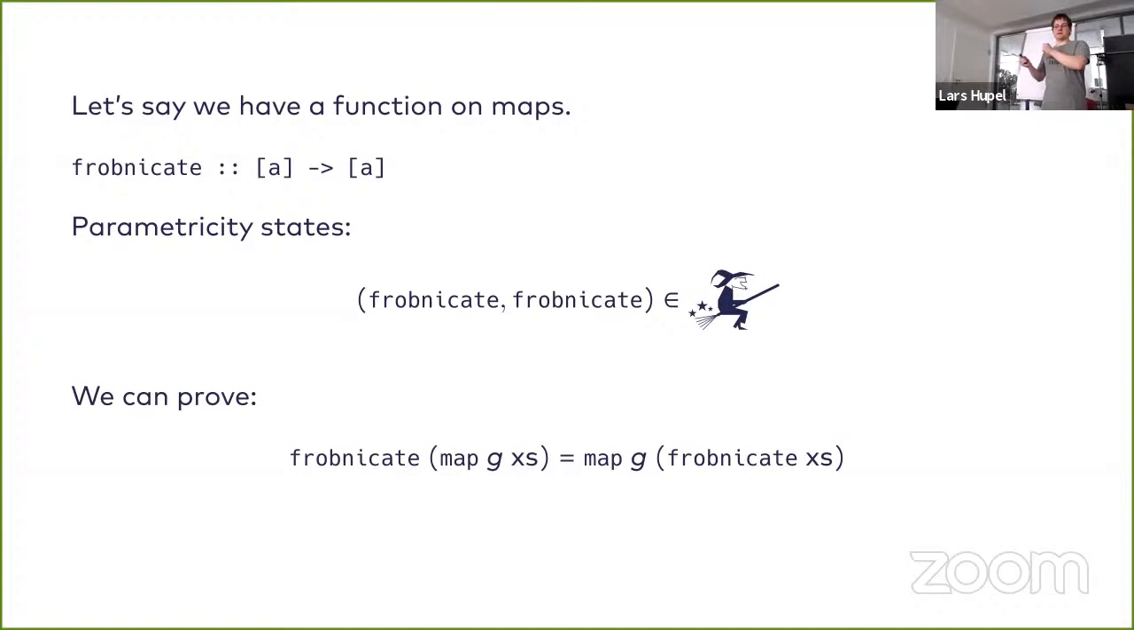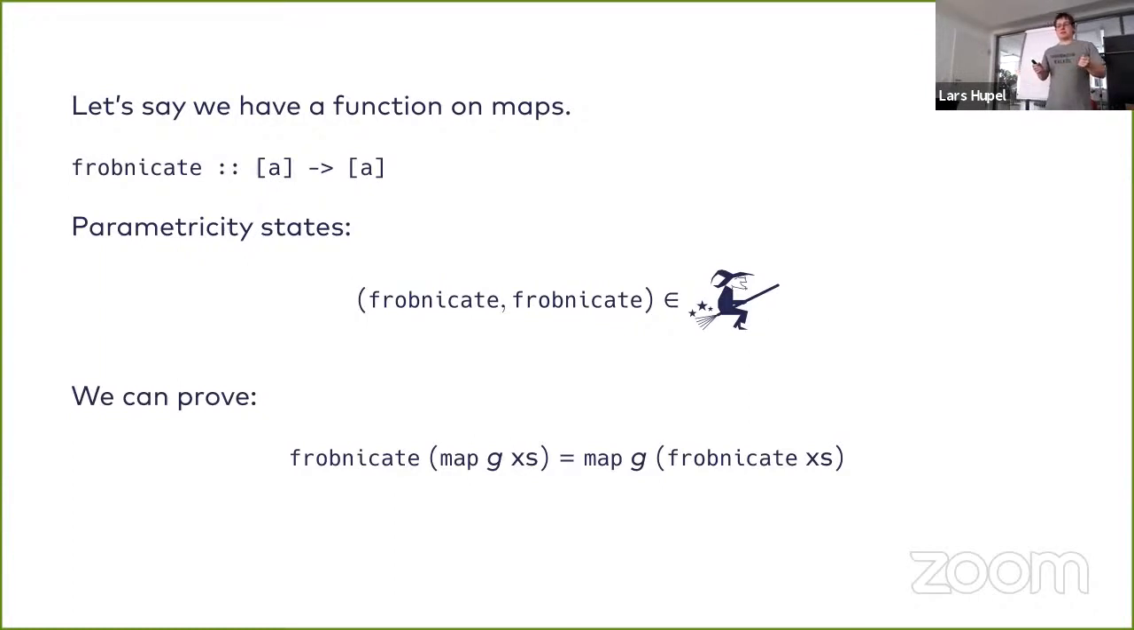On the right-hand side, we first call Frobnicate, so we're getting the empty list, and then we have a map on the empty list, and that's also the empty list. So that's true. Frobnicate could also do something else. It could reverse the list. And we can also check if that makes sense.